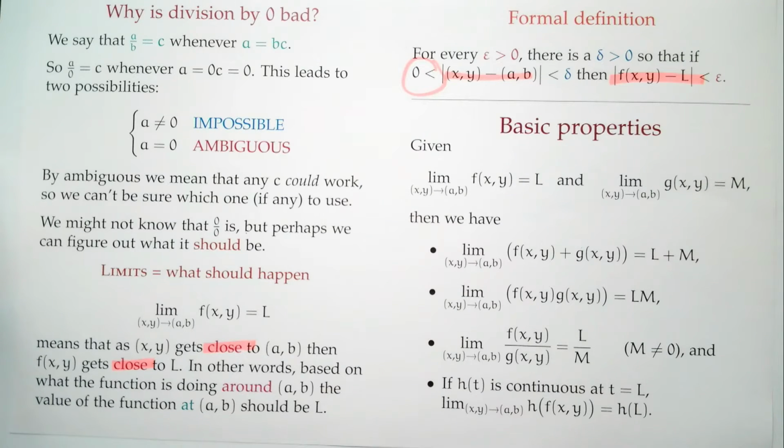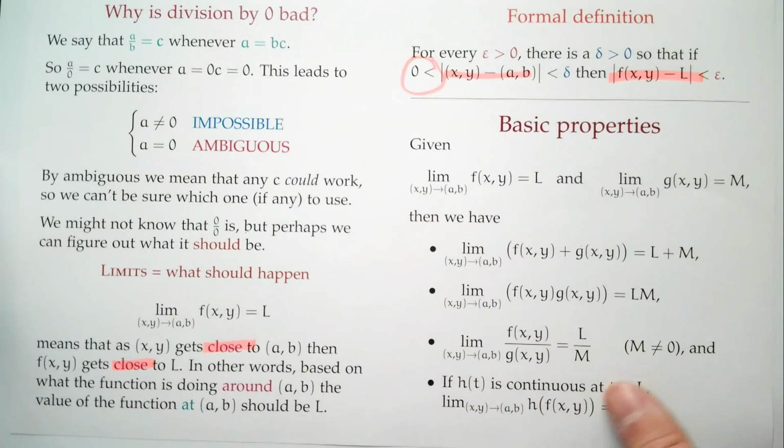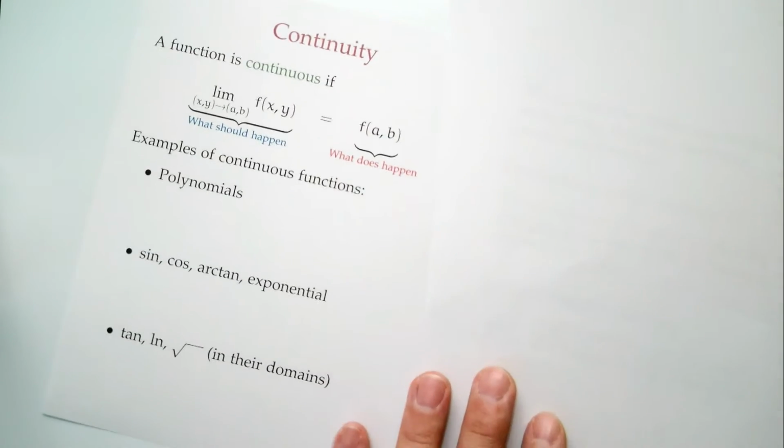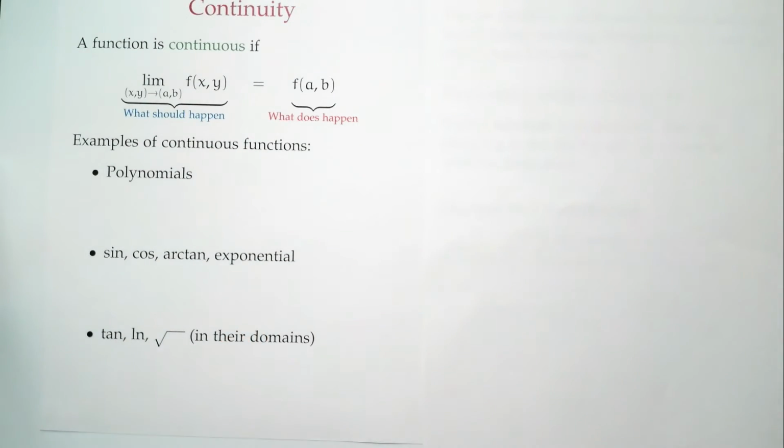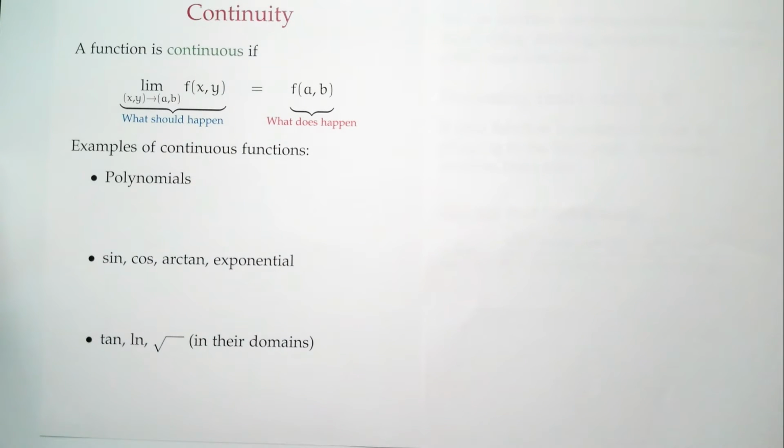And therefore, limits work really nicely. So what this is saying down here at the bottom is that when you have a continuous function, you can pass the limit to the inside. So again, even though I just said it out loud, continuity means what? Well, what should happen is matching with what does happen. So what are continuous functions? Well, continuous functions, we have some nice examples.